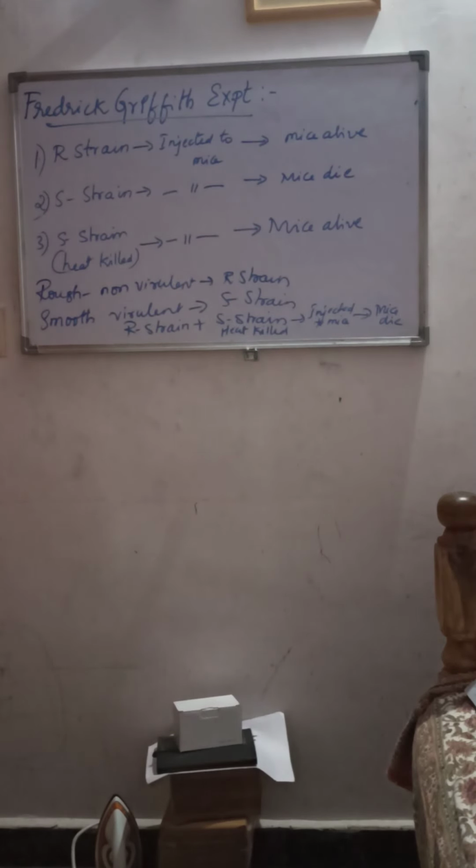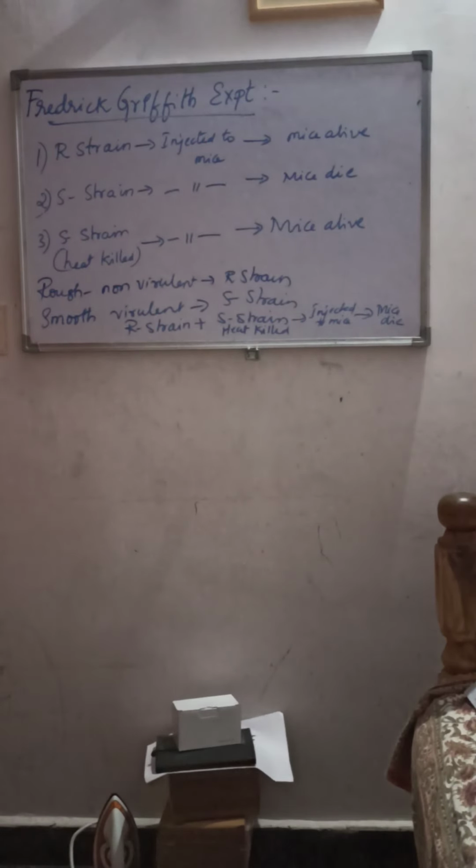Because of pneumonia. But actually R strain is non-virulent, so heat killed S strain is also non-virulent. But how did this mice die? Because there was a transformation of the R strain into S strain. Though it was heat killed, the genetic material found in the heat killed S strain bacteria was capable of transforming the R strain into S strain, that is the virulent, and obviously the mice will die.